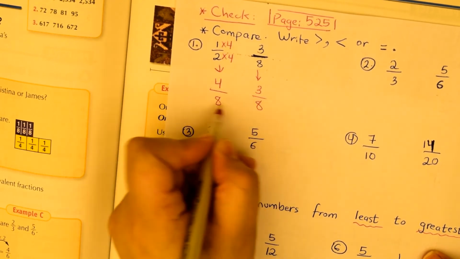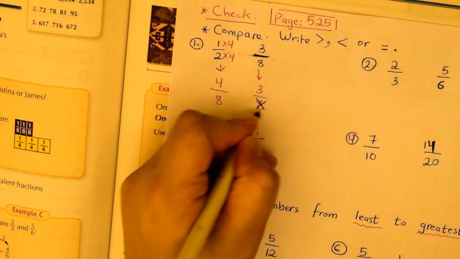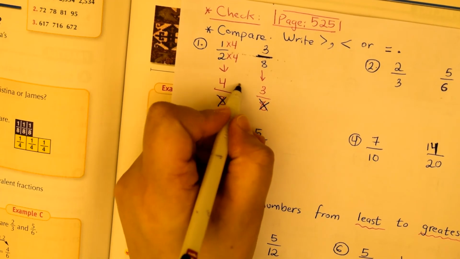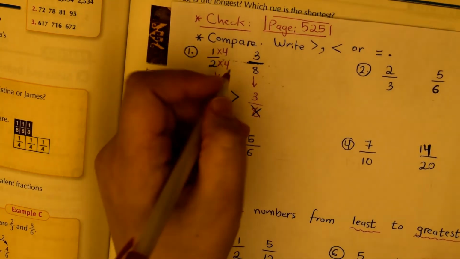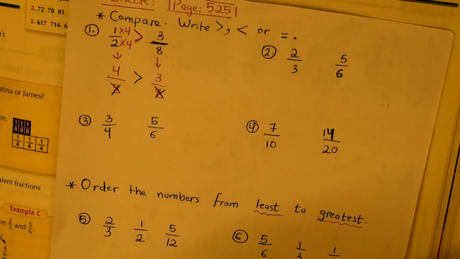Here I have common denominators. I will cross them. Then which number is greater, 4 or 3? 4 is greater. Then here I will say that this fraction is greater.